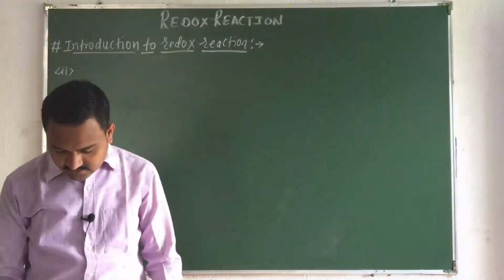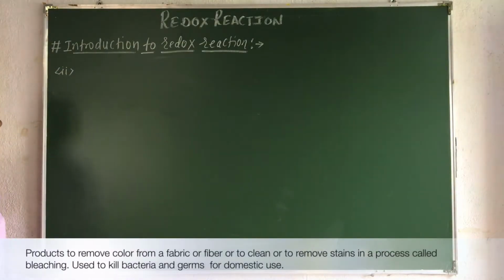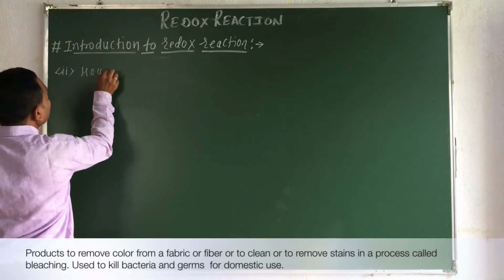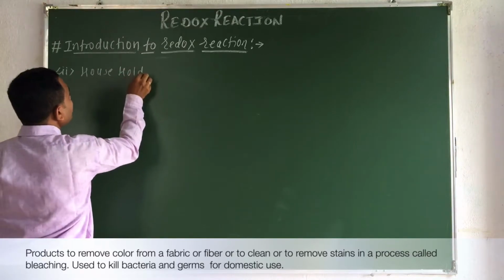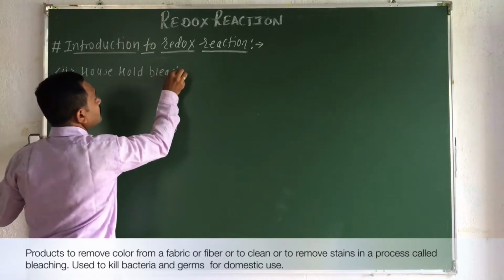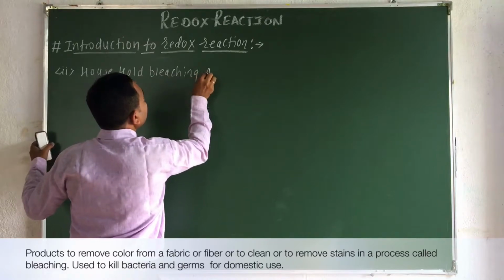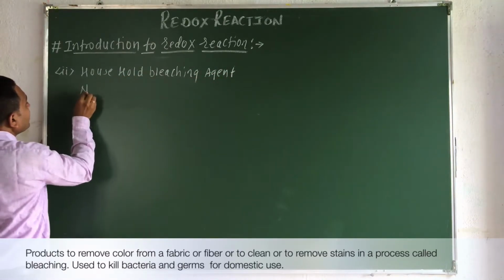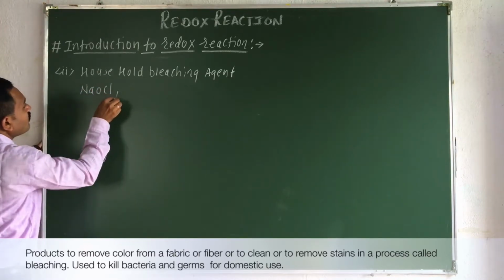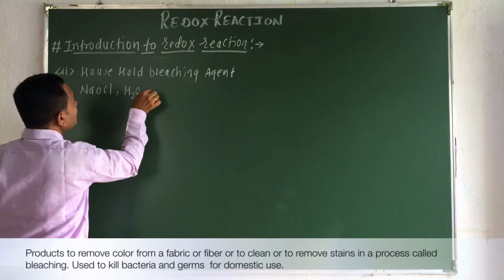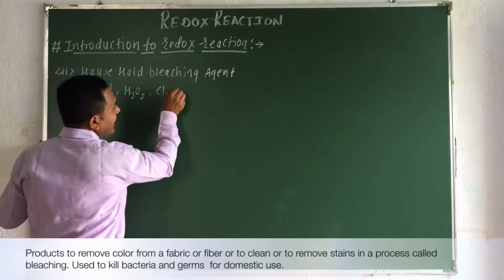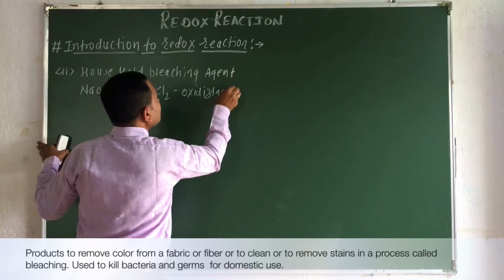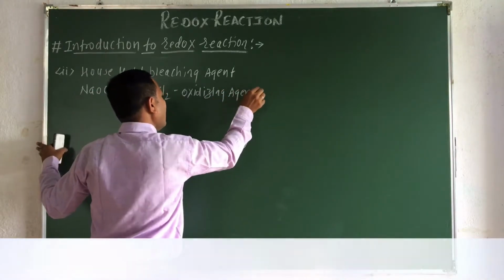Next, the redox reactions involved in a household bleaching agent. Bleaching agents are generally sodium hypochlorite NaOCl, H2O2 and Cl2. They act as oxidizing agents.